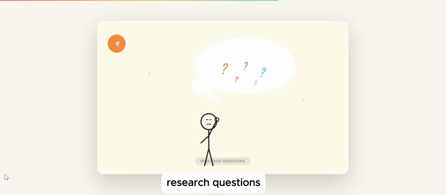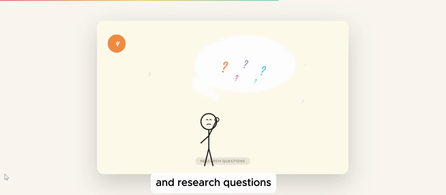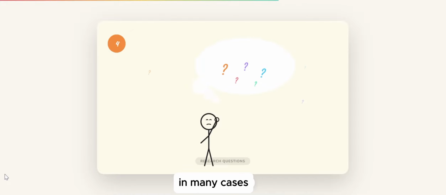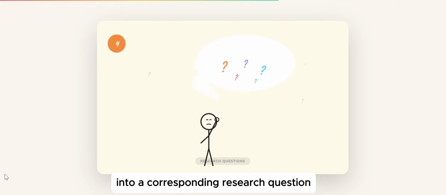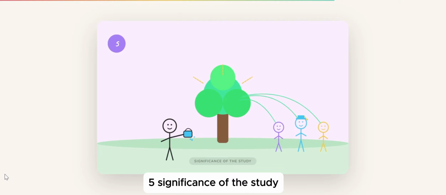4. Research questions. This is closely related to the objectives, and research questions help guide the direction of the study by clearly stating what the researcher wants to find out. In many cases, each research objective can also be converted into a corresponding research question, and this is usually the best way.